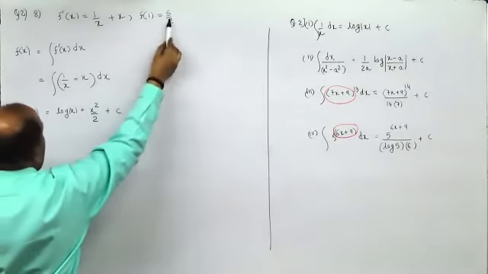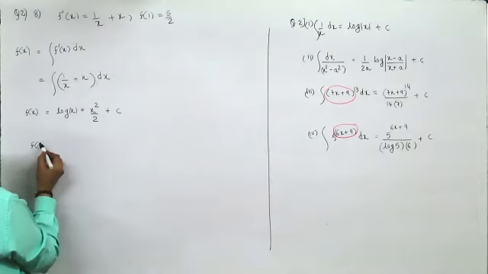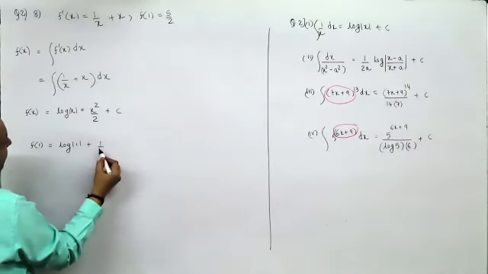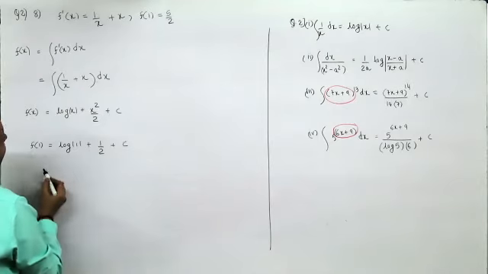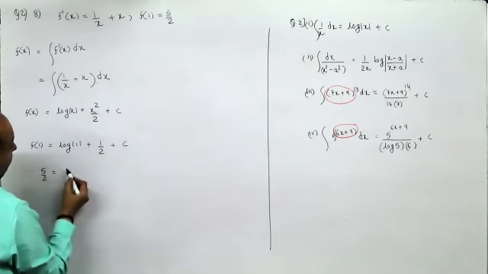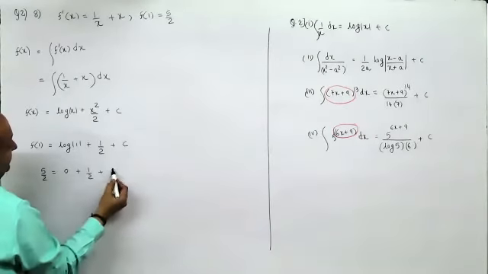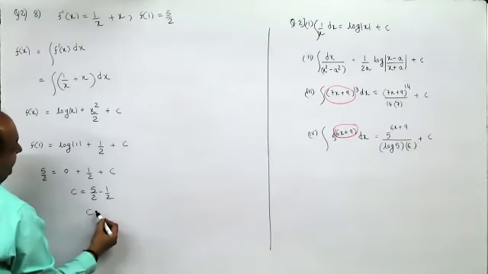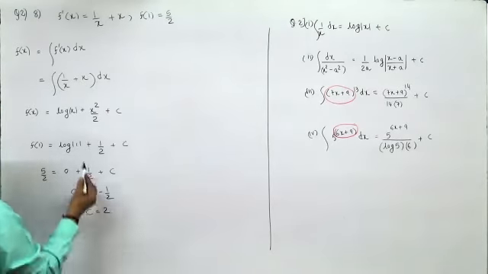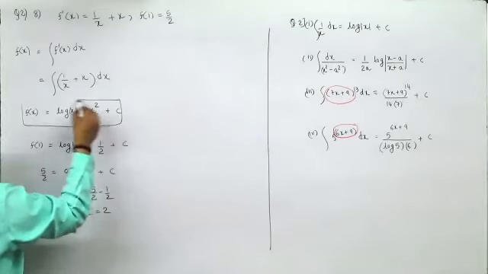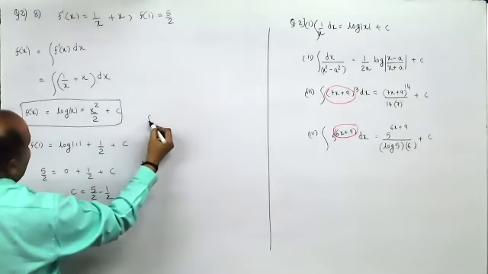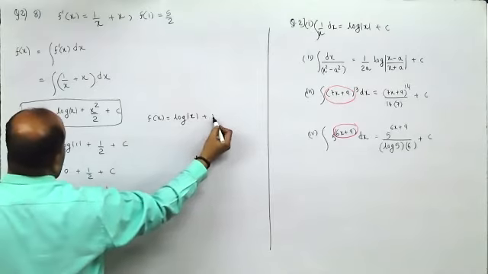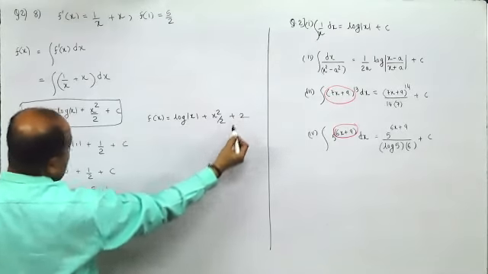Now we know that f of 1 is 5 by 2. So f of 1 is equal to log of 1, replace x with 1, plus 1 upon 2 and c here. F of 1 is 5 by 2. This is log 1, which is 0. This is half and this is c. So c is 5 by 2 minus half, that is 4 by 2, which is 2. Therefore, you substitute this 2 over here, and you get f of x equal to log mod x plus x square by 2 plus 2.